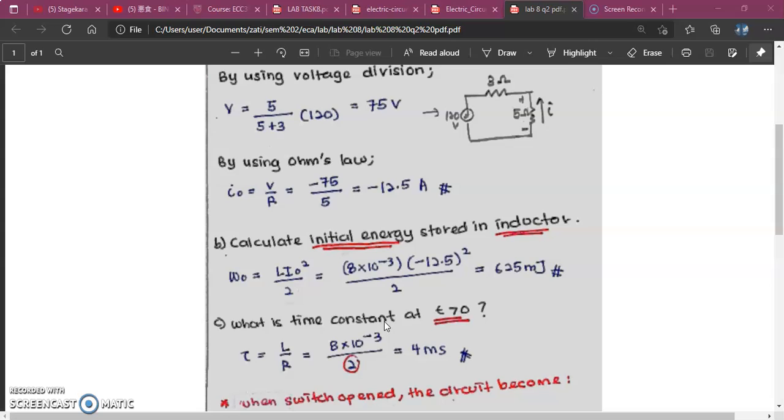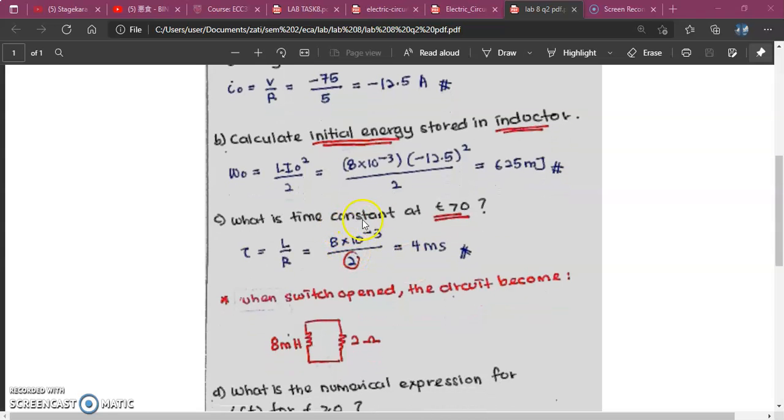So B, calculate the initial energy stored in the inductor. The formula for this is omega naught equals L I naught squared over 2. And then just substitute the values, which for the inductor is 8 millihenry. For I naught, it is the value that we got from the above question, which is negative 12.5 squared over 2, and the answer is 625 millijoules.